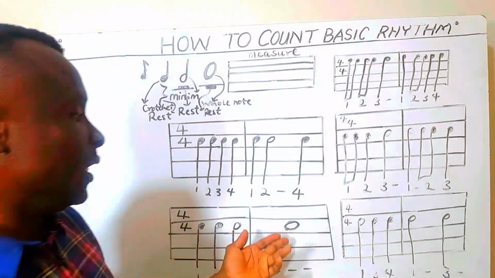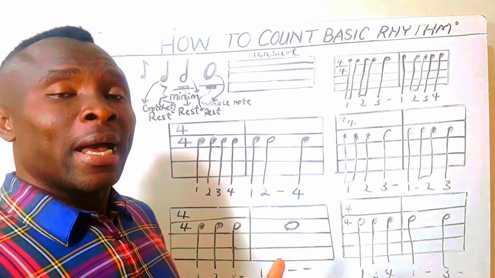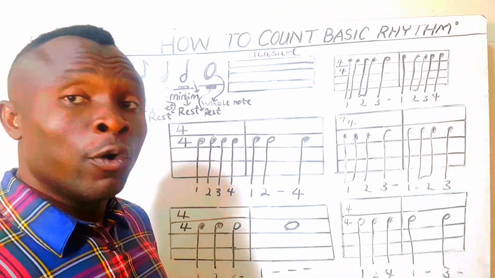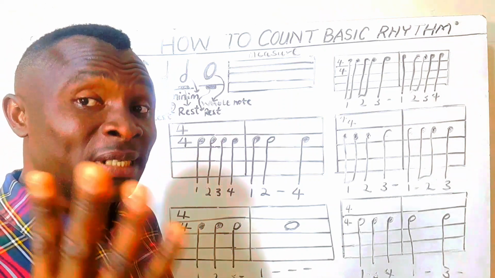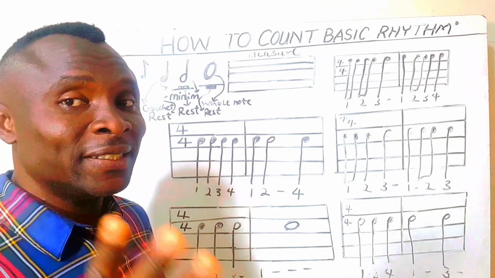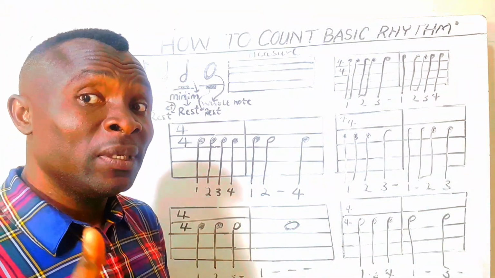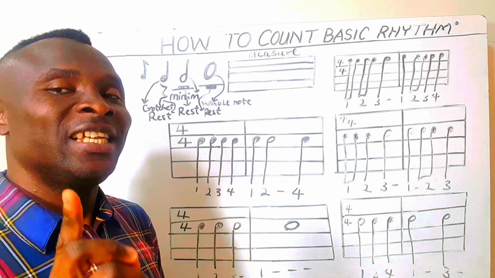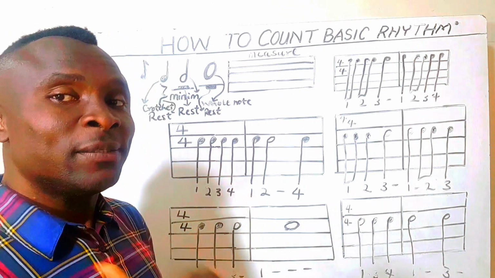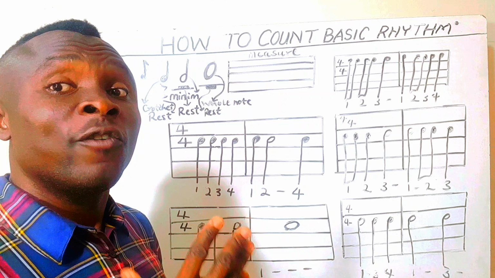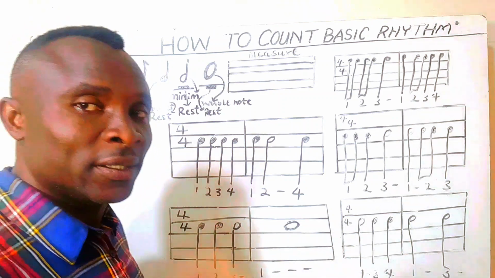Now, the next bar, we have a whole note. And like we said earlier, a whole note has the value of 4 beats. It is a single note, but it has a value of 4 beats, which simply means that you're meant to sing that one note once, but it's meant to take the value of 4 notes. For example, let's try it out.